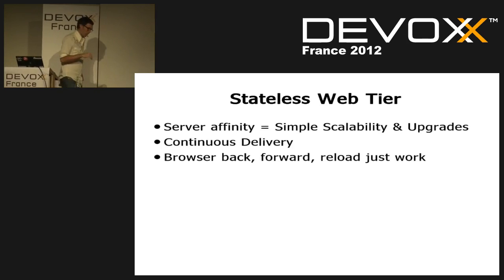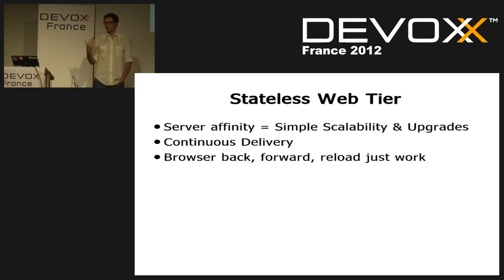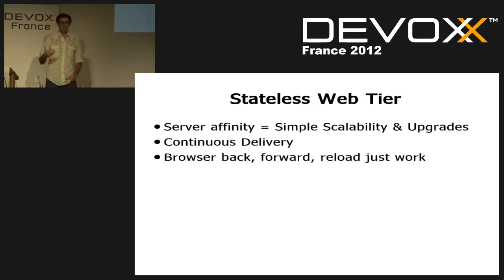So let's dive into some of these details a little bit more. The Stateless Web Tier. The big thing that this brings us is server affinity, meaning that a server can come up, a server can go down. It doesn't matter because we're not storing state on each individual server. And so what this really enables us to do is upgrades without the pain that a lot of us experience when we have stateful web tiers.